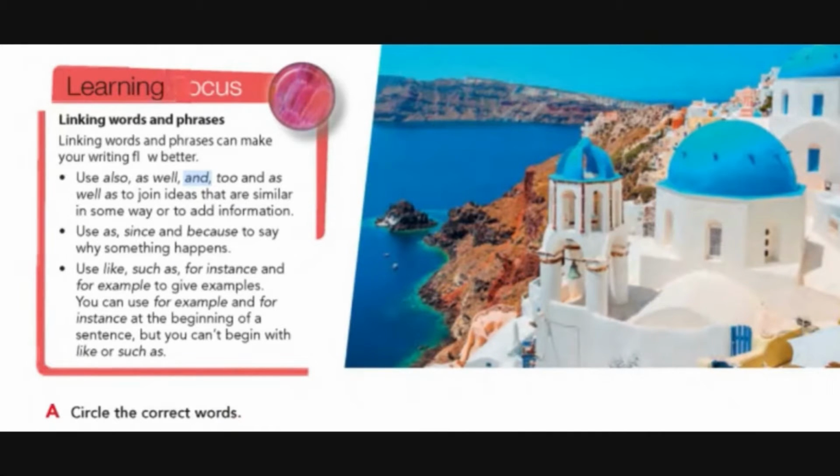okay? All right, the second one, use as, since, and because to say why something happens, okay? So that means as, since, and because, they mean the same thing, okay? To talk about reason, okay?